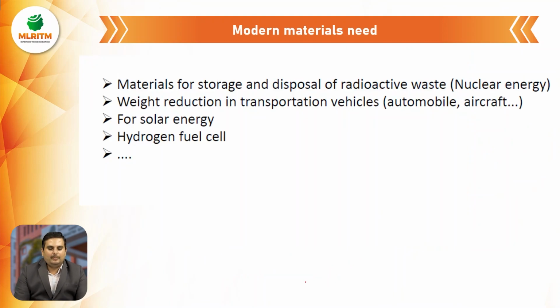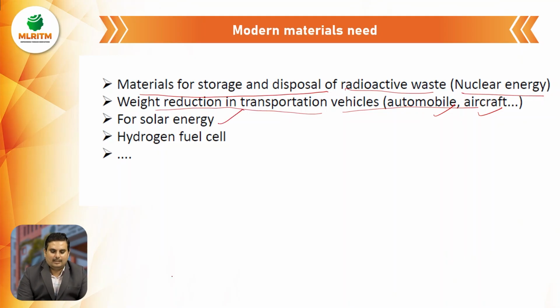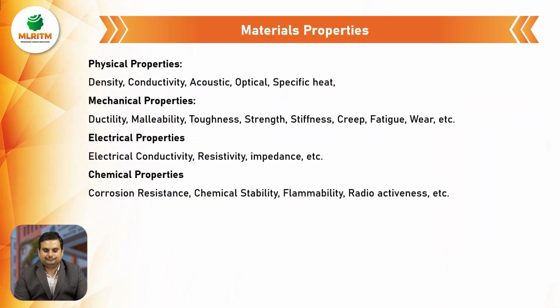The modern materials we particularly need are for storage and disposal of radioactive waste, particularly nuclear energy; weight reduction in transportation vehicles, that is automobile and aircraft applications; and for solar energy and hydrogen fuel cells. These are the modern materials we need to develop for these applications. There are a few materials we are using, however this is a main thrust area to develop the modern materials.